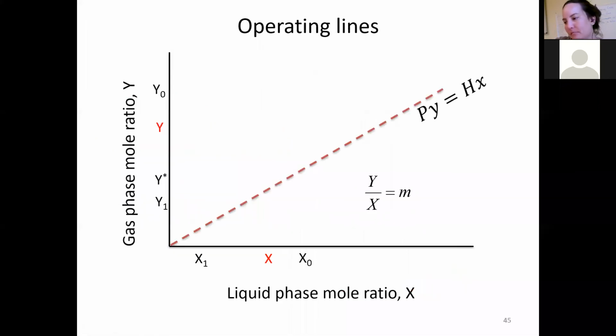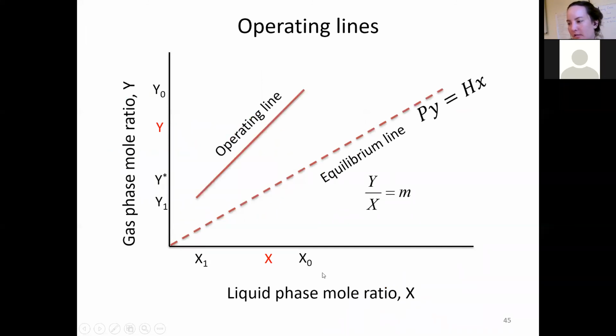Okay, this shows the Henry equation. So on the x-axis, there's the liquid phase mole ratio. This is the concentration in the liquid phase. And here on the y-axis, there's the mole ratio in the gas phase. So this says if we have any concentration X, then according to Henry's law, at equilibrium, we should have a corresponding amount Y.